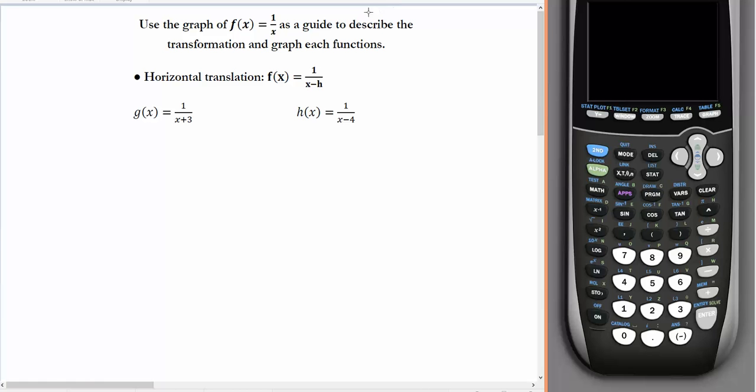All right, welcome. In this part, we're going to learn about horizontal translations on the rational function graph. The first thing we want to do is use f of x equals 1 over x as a guide to find out what these translations are. And then the next thing you notice is when you see how it changed, you have 1 over x.